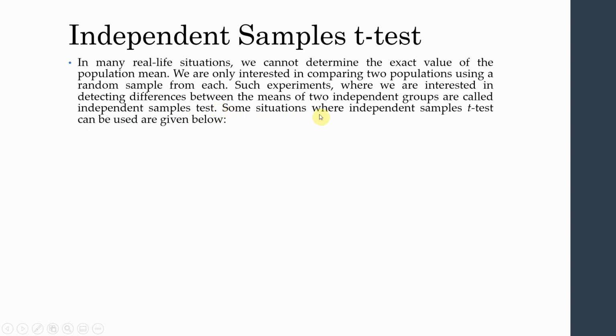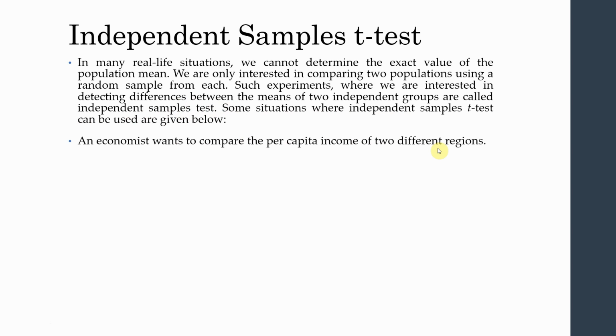Now some of the situations where the independent sample t-test can be used are: an economist would like to compare the per capita income in two different regions in a particular country. Let's say I want to assess the per capita income between Lahore and Islamabad, Karachi and Lahore, or Peshawar and Islamabad. So these are two different regions.